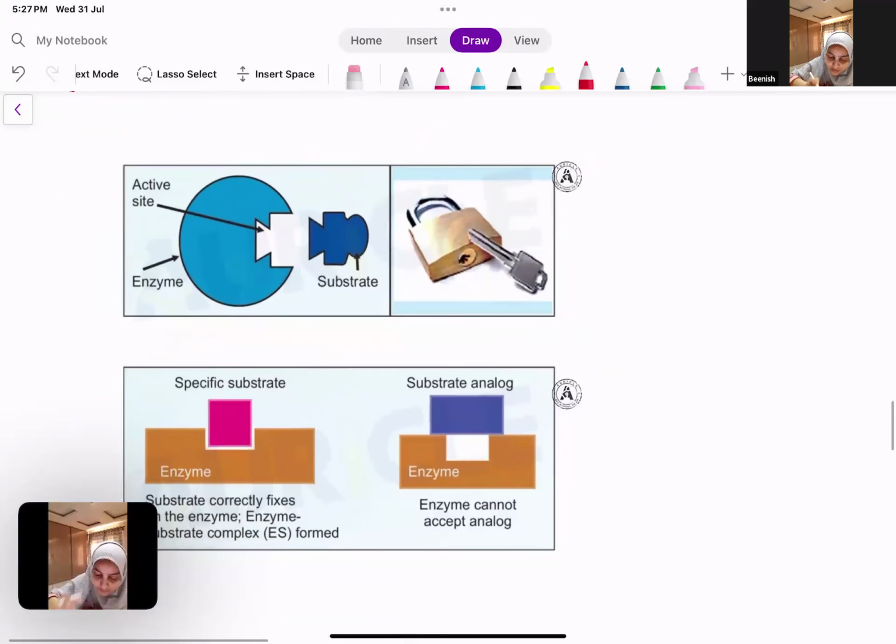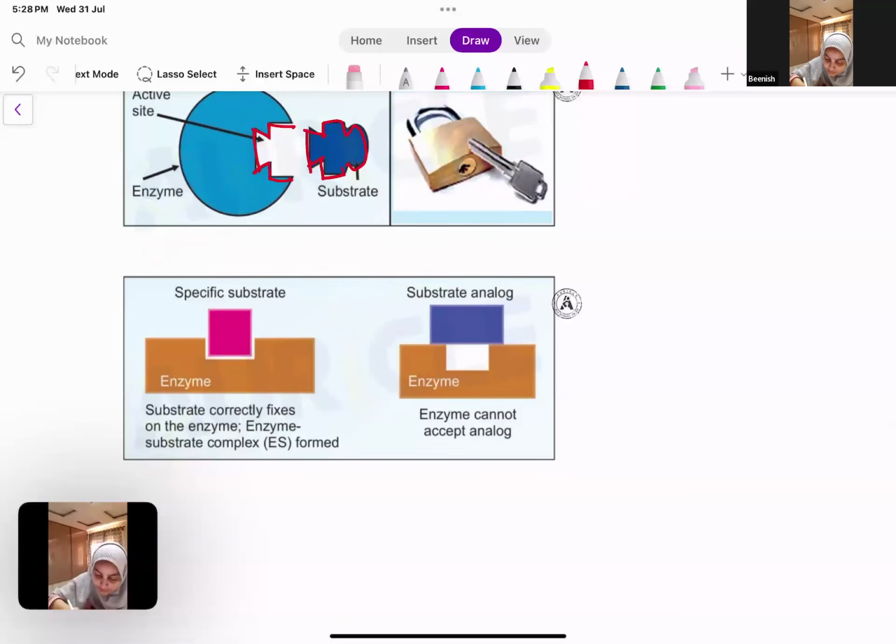You can see here, this substrate has this specific shape, and the active site of the enzyme has an exact complementary shape to that substrate. So the active site is complementary to the substrate so that the substrate can fit into the active site. But here you can see the substrate and the enzyme are not complementary to each other, so the substrate will not be able to fit the enzyme's active site.